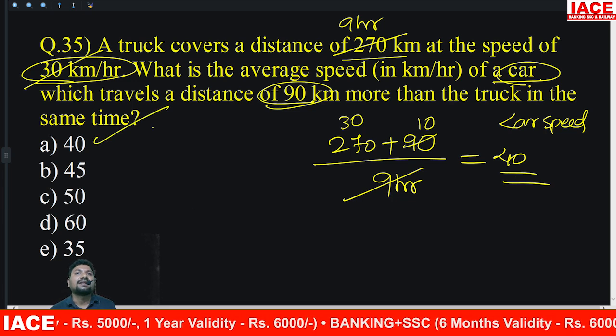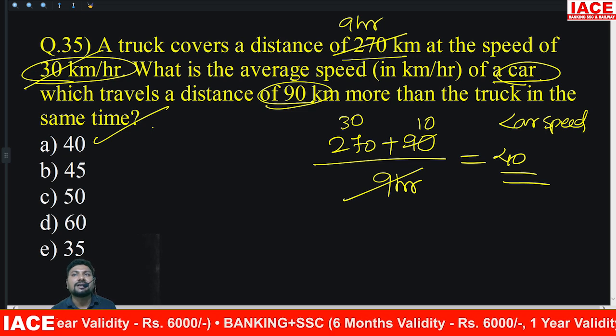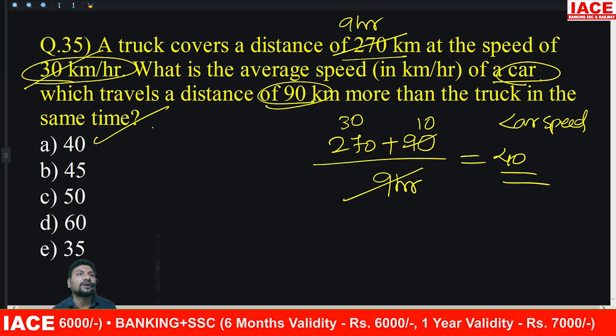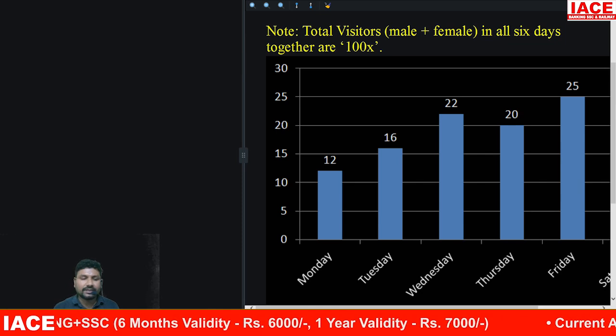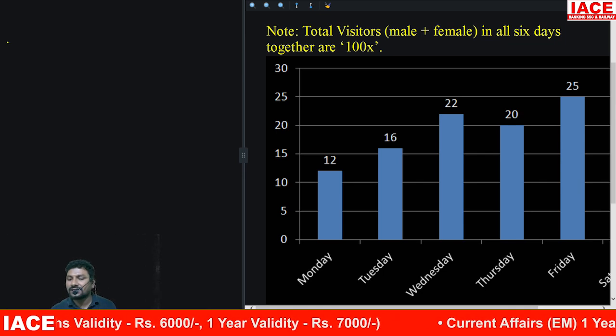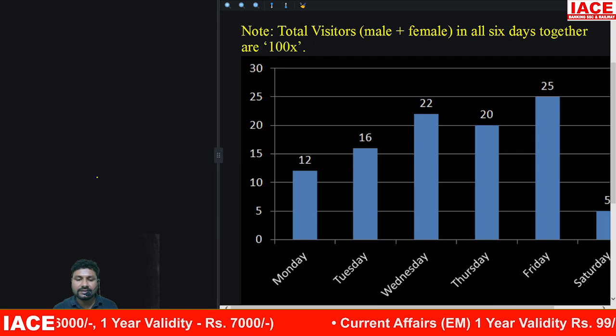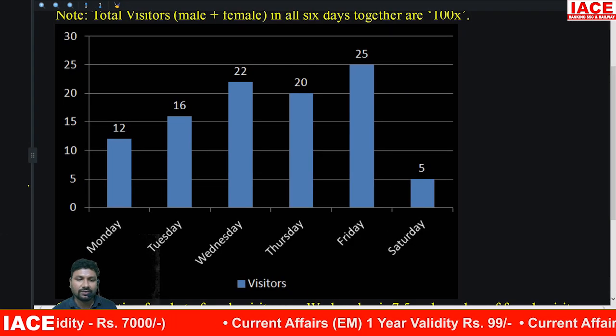In the same time, when the distance is more, what is the speed of the car? Speed of the car is 40. They mentioned data like Monday, Tuesday, Wednesday, Thursday and Friday, Saturday. Okay, values are already there. We'll go with the calculator.